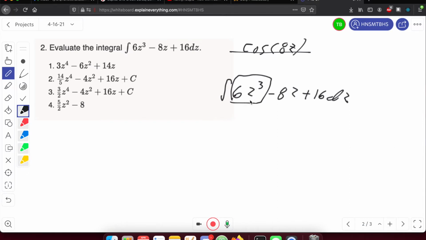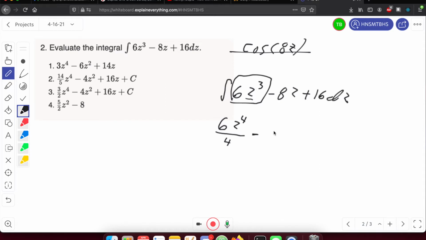The antiderivative is simply going to be this term raised to the power plus 1, and then we're going to divide everything by the new power. So for 6z cubed, the antiderivative would look like 6z to the 4, right? Raise the power by 1, divided by whatever the new power is, in this case 4, okay? Minus, let's move on to this term.